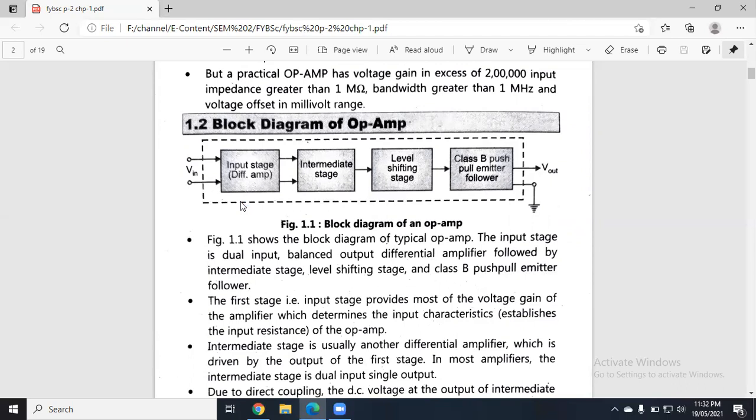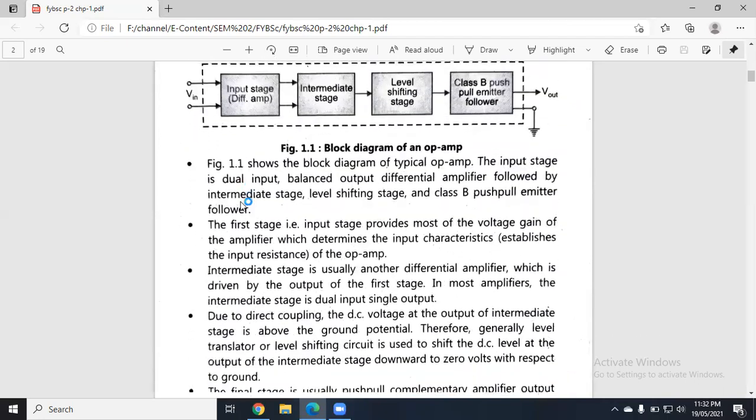Correct? Those two outputs of the input stage are connected to the intermediate stage. Right? The intermediate stage again has two inputs, but it produces a single output. That single output is connected as an input to the level shifting stage. The level shifting stage also produces a single output, and that is provided to the class B push-pull emitter follower amplifier, which produces the final output voltage. Correct? So this is how the block diagram of an op amp is.